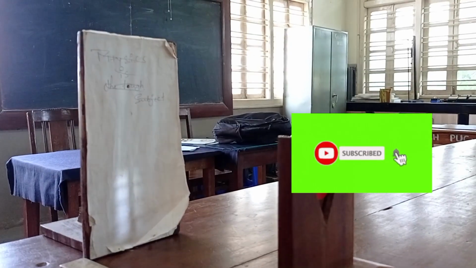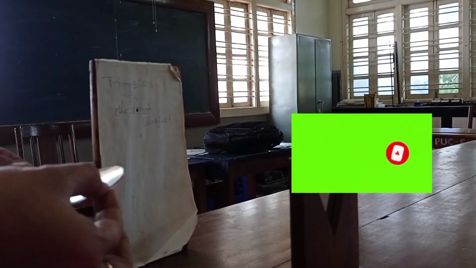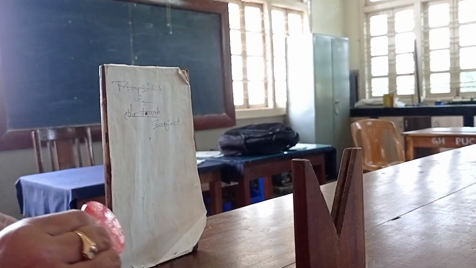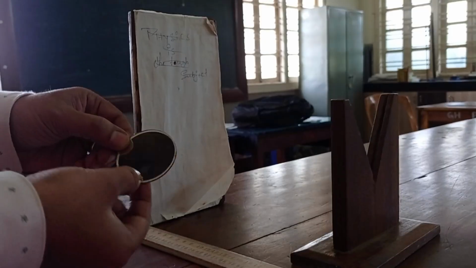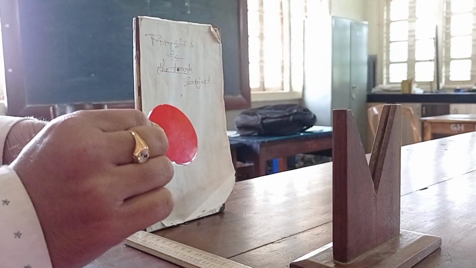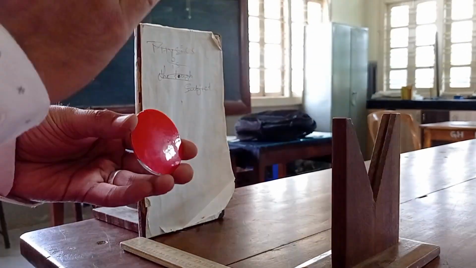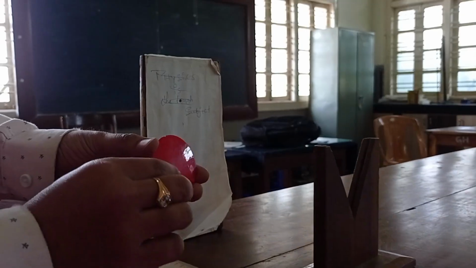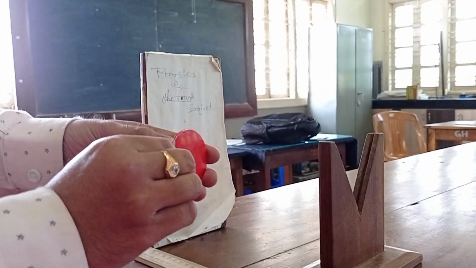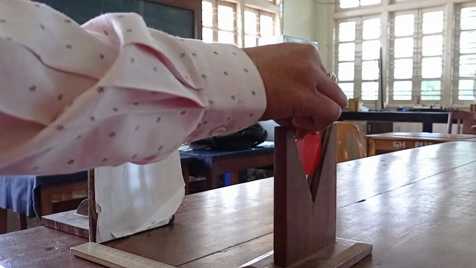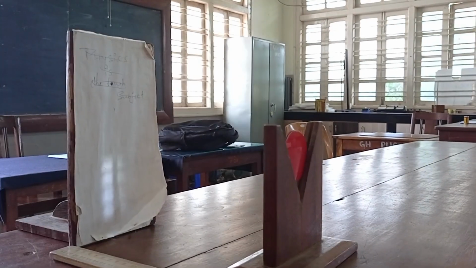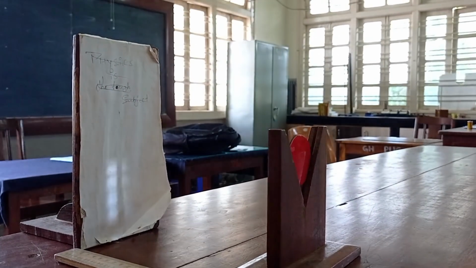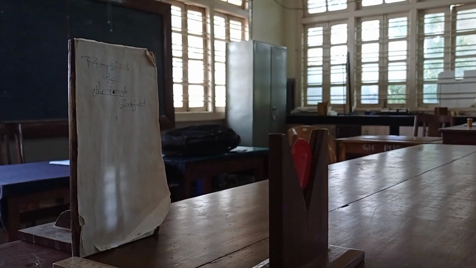Hi everyone, today I am going to explain about physics practical of second PUC. Here I have the concave mirror. Now I am finding the focal length of concave mirror. The mirror is coated on one side, and one side is visible. Here this is the mirror holder and this is a screen. Here I am finding the approximate focal length of this given concave mirror.